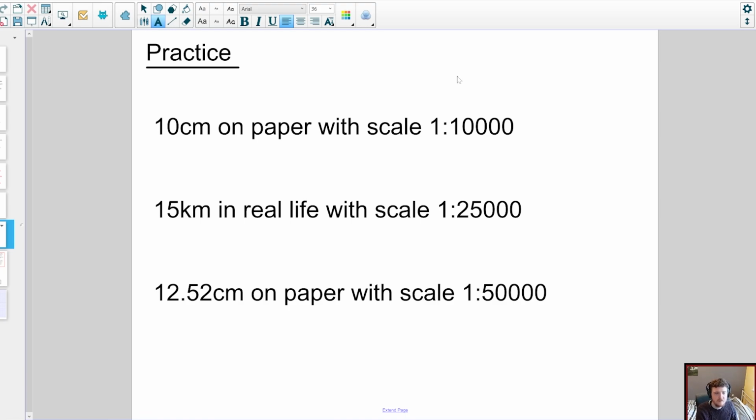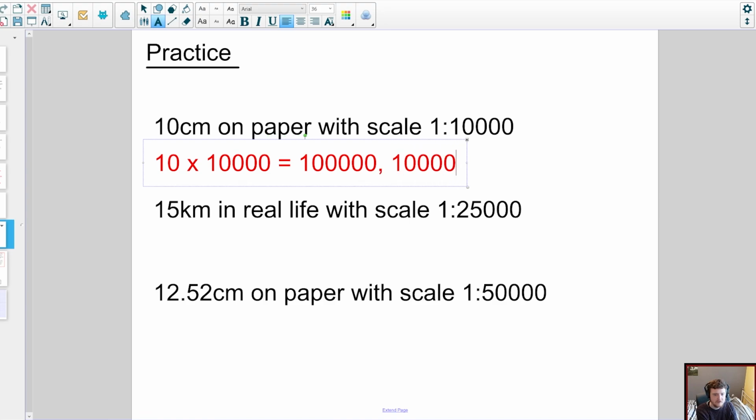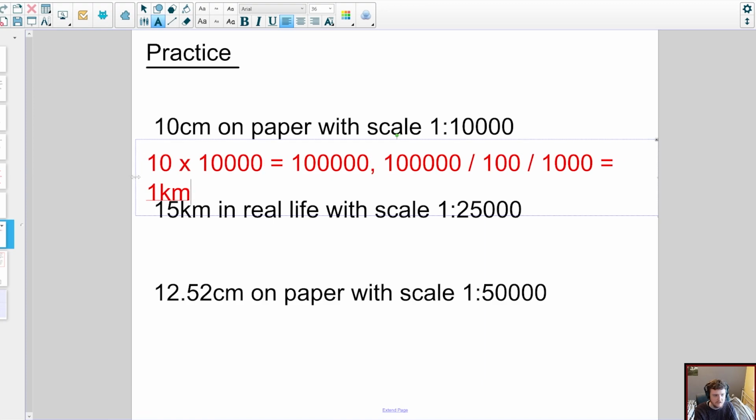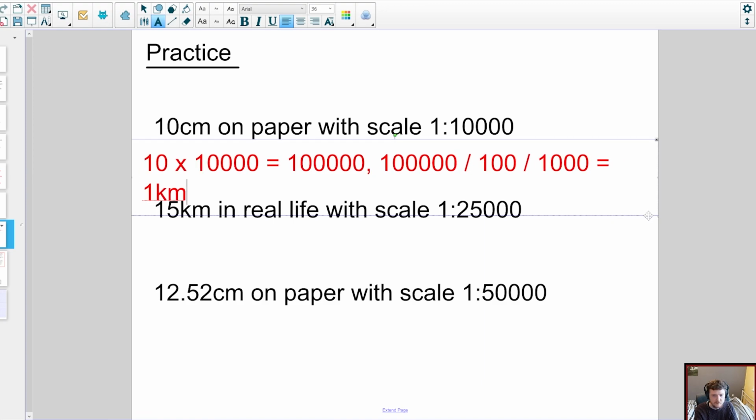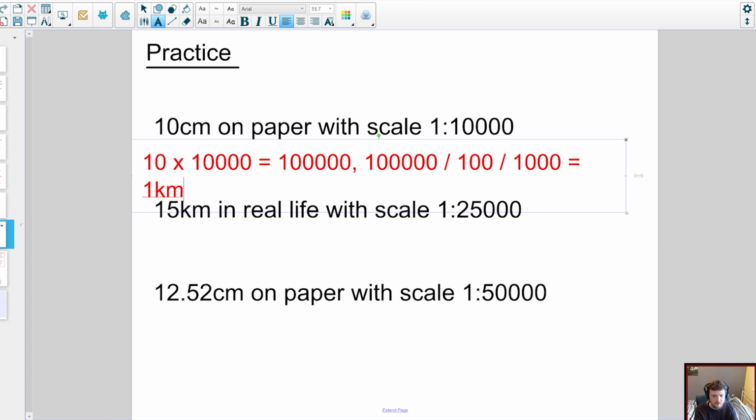Okay, so here we are with our scale of 10,000. So what we're going to do, we're starting on paper. So it's 10 times 10,000 equals 100,000. Then we're going to do 100,000 divided by 100 divided by 1,000 equals 1. So our answer should be 1 kilometer. Move that over so you can actually see it a bit better. I'll make it a bit smaller and then it'll fit all in one line. There we go. So that's going to be 1 kilometer.